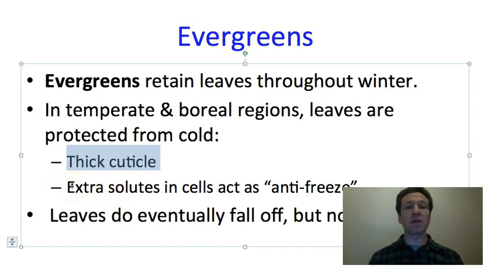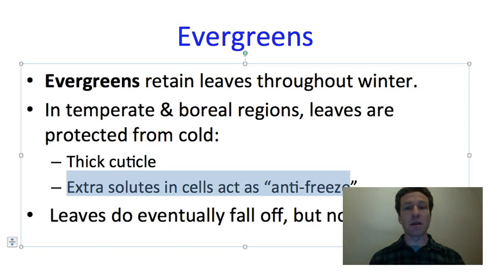Additionally, in the cells of the leaf, the cells will make extra solutes that will act as antifreeze. So by increasing the concentration of dissolved substances in the cell, it makes the water freeze at a lower temperature. It won't freeze then at 0 degrees Celsius. It might freeze at, say, -5 or -10 degrees Celsius. This, in effect, is going to protect those cells so long as it doesn't get super cold from having their cytoplasm freeze, and they will be more likely to survive.